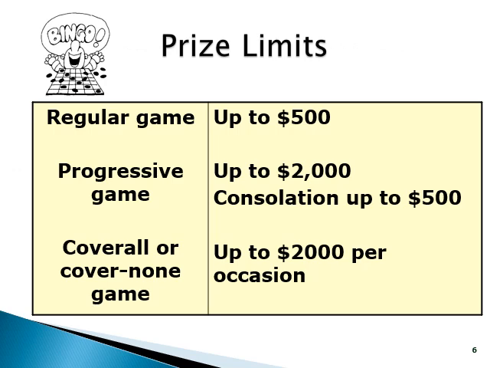Now the prize for a regular game can be up to $500. And the prize for a progressive game can go up to $2,000, and you can have consolation prizes of up to $500. For a coverall or cover none game, it goes by up to $2,000 per occasion, not by the game. So during any one occasion, you can award up to $2,000 in coverall prizes or cover none prizes.